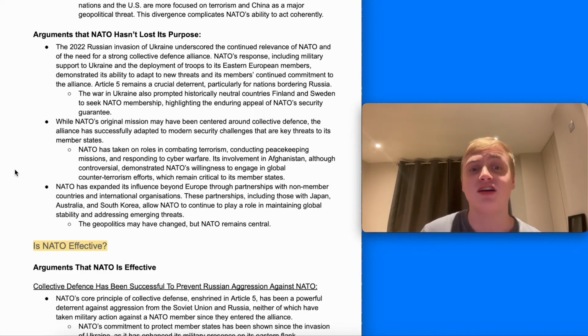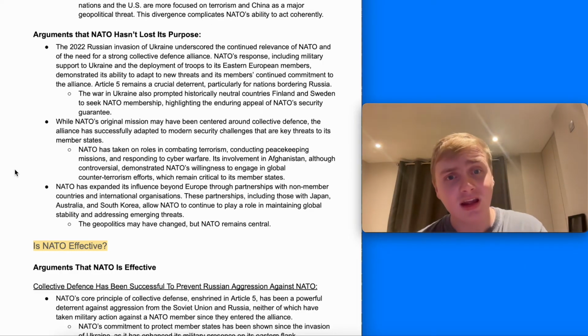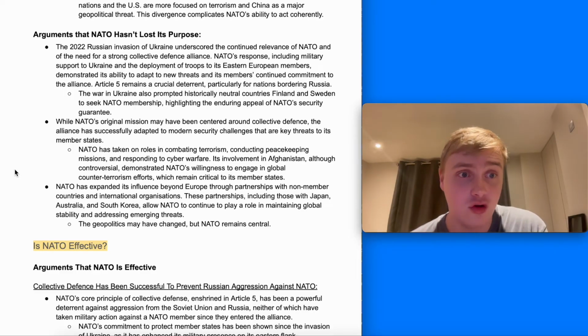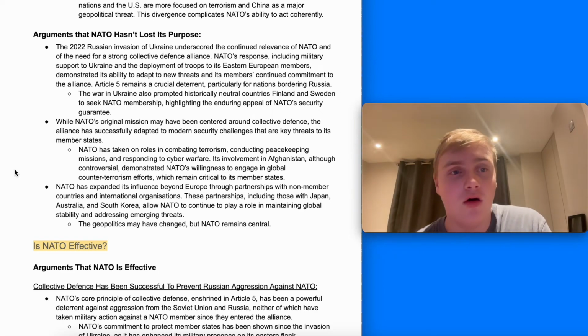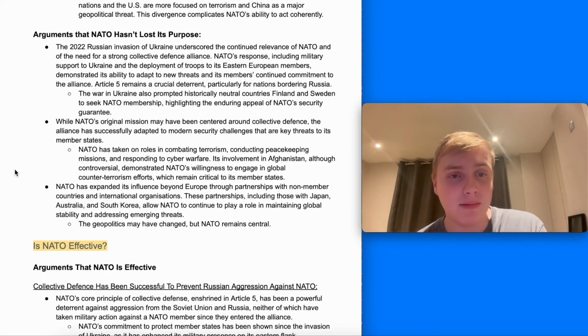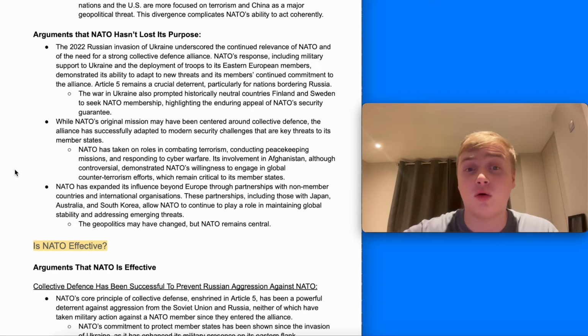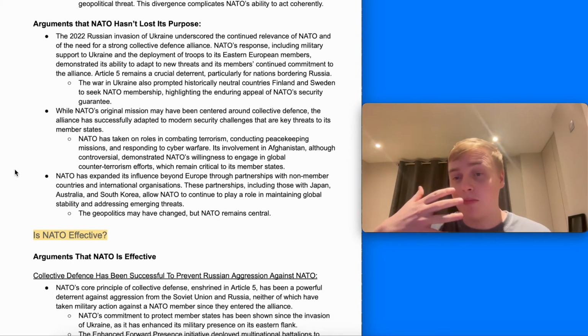The 2022 invasion of Ukraine underscored the continued relevance of NATO and the need for a strong collective defence alliance in Europe. NATO's response, including military support to Ukraine and the deployment of troops to its Eastern European members, of course not Ukraine though, demonstrated this continued importance of NATO as an alliance, and how Article 5 as a deterrent is still really, really important to its Eastern European members. It also prompted historically neutral countries to seek NATO membership, highlighting the enduring appeal and importance of NATO's security guarantee.